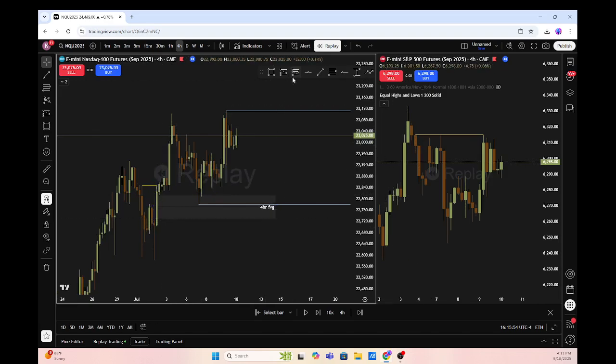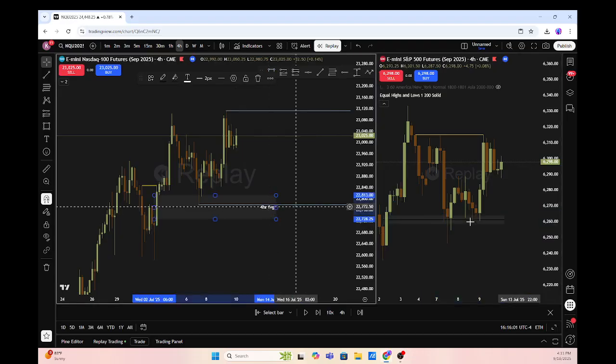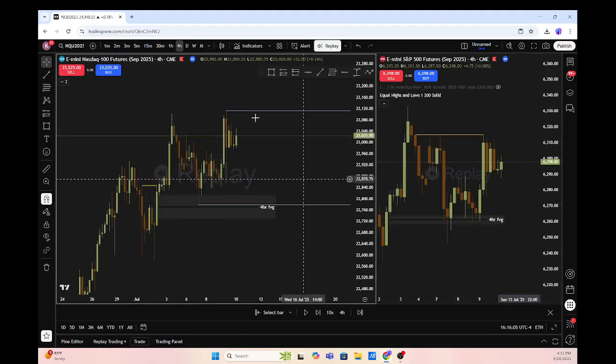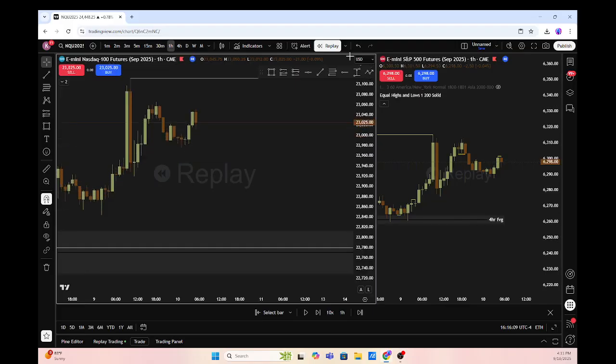And I want to do the same on ES, mark out every single gap that is the same. 4 hour gap. And then I want to drop down to the 1 hour time frame.